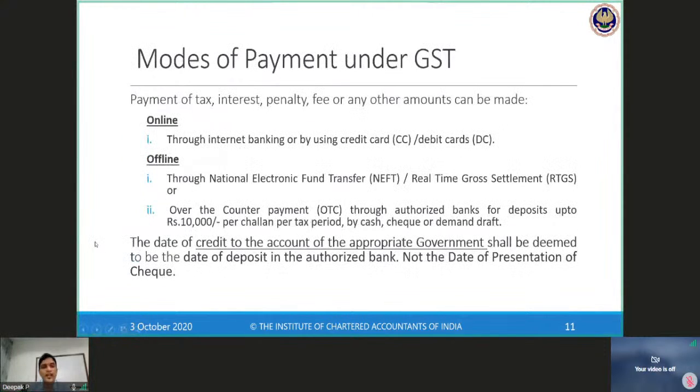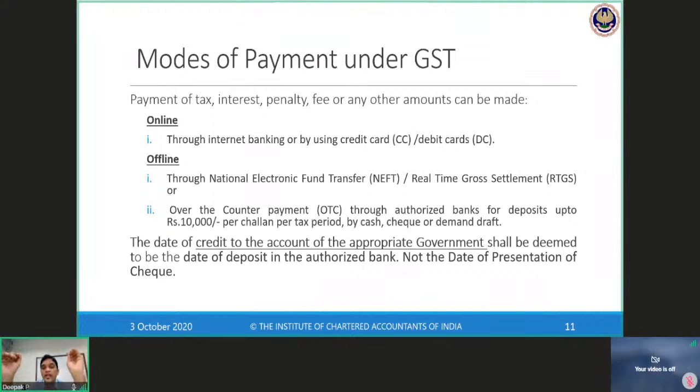Now, modes of payment of taxes we've seen. We have just had a brief, but here is a detailed discussion on that. You can make payment through online or offline. Online is through internet banking or by using credit card or debit cards. Okay, you log into your portal. There you select online payment as e-banking, and then it leads you to your bank account and you make the payment. So this is the online mode.